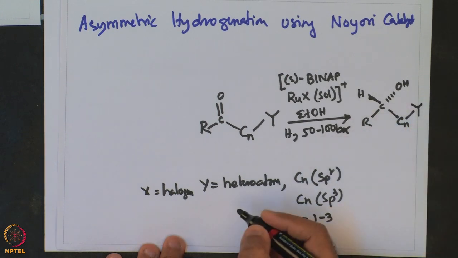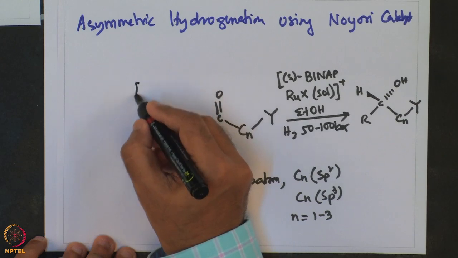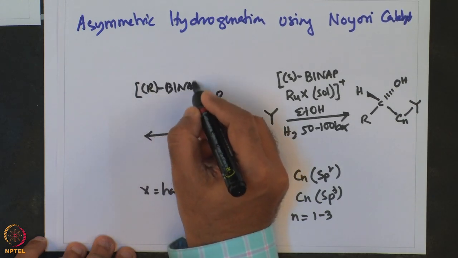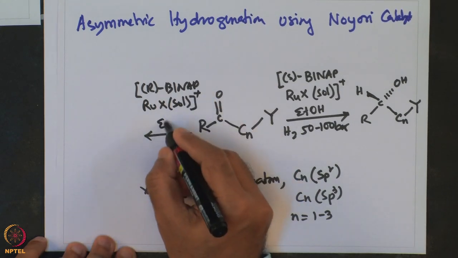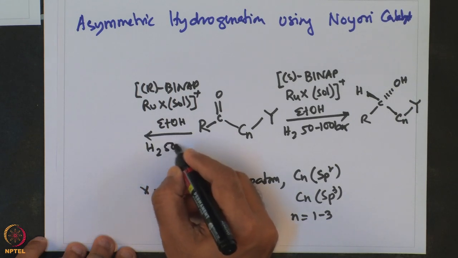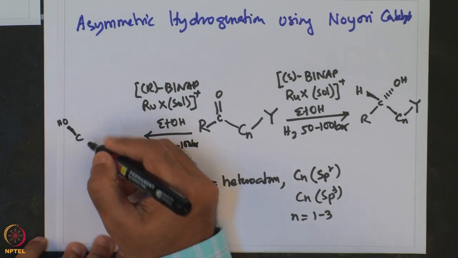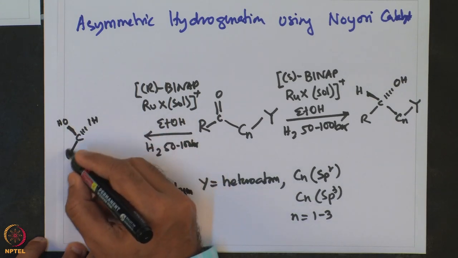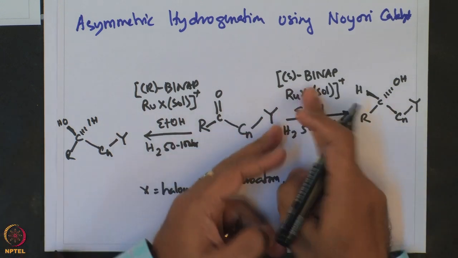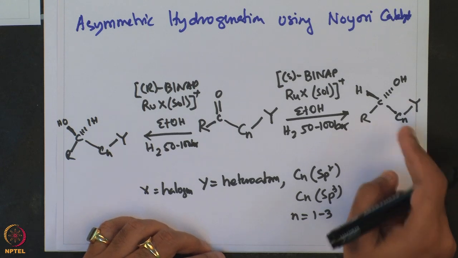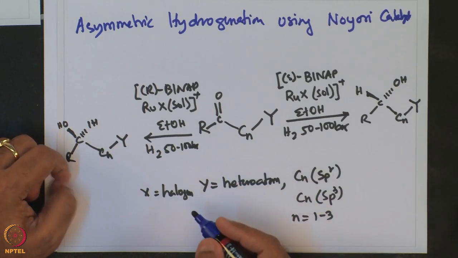CN Y. On the other hand, if the same prochiral substrate is treated with R-BINAP RuX solvent in ethanol at hydrogen pressure 50 to 100 bar, then one gets OH, H, R, CN Y. And in this stereo induction, the S catalyst gives one enantiomerically pure product, where the R catalyst gives the other enantiomerically pure product, and this stereo differentiation is attributed to formation of a chelate complex.